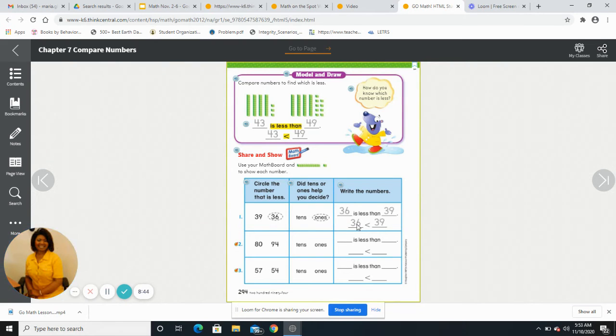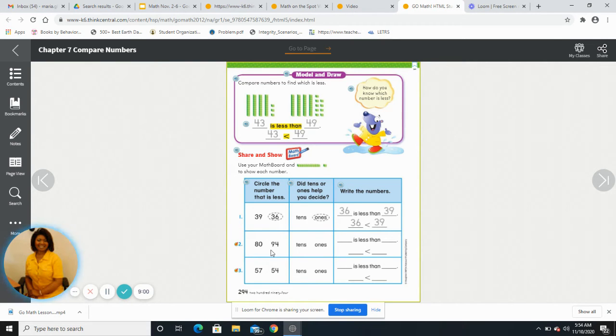So I'll write 36 first. This represents less than 39. And either way, the alligator's mouth is still open towards that greater number, but we read that 36 is less than 39.